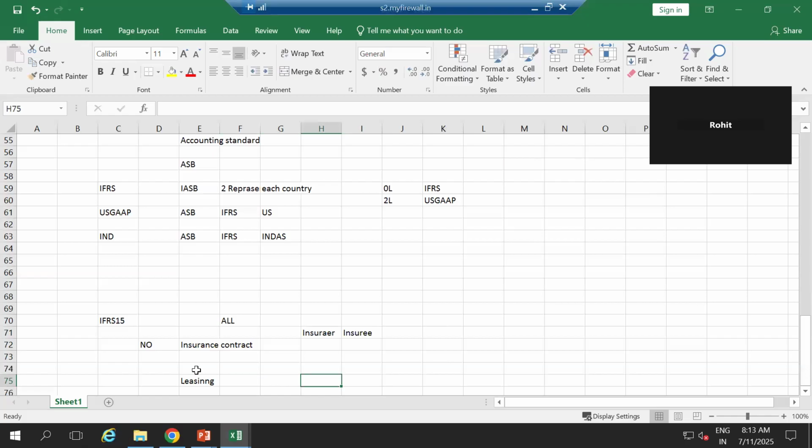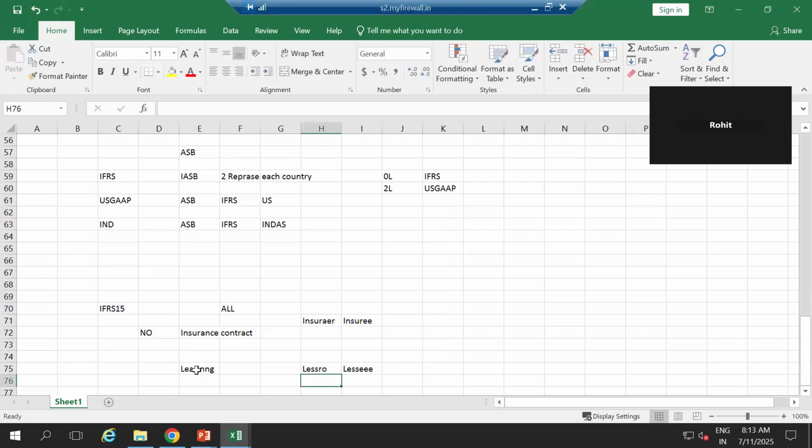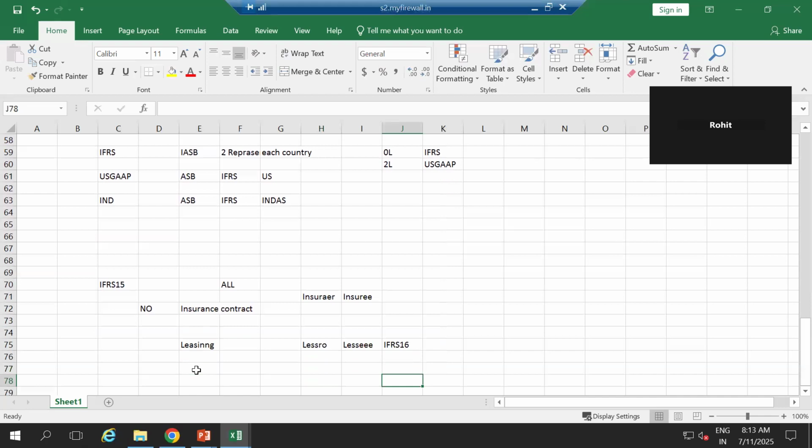So there are two concepts again here, lessor and lessee. Can I say the lessor and lessee lease accounting is applicable for IFRS 15? The answer is no, because it is dealt by a different accounting standard, IFRS 16. Whenever there is an additional or a different accounting standard, you cannot apply IFRS 15 for that scenario.